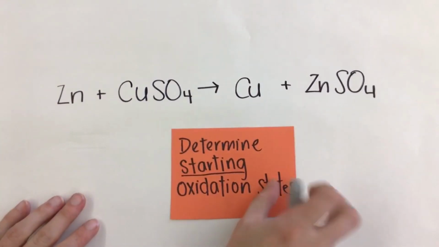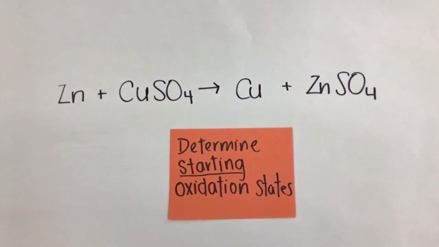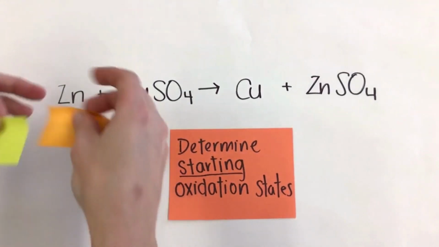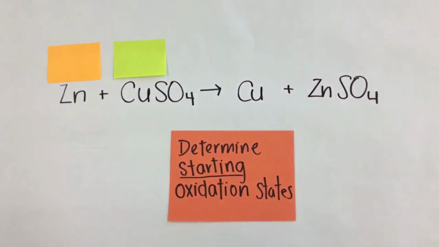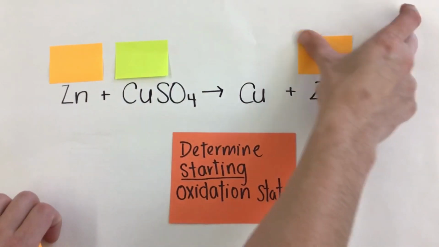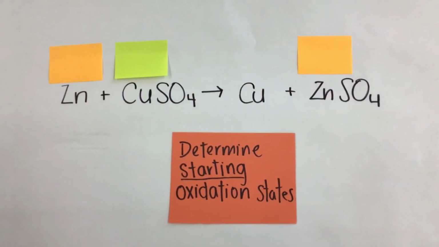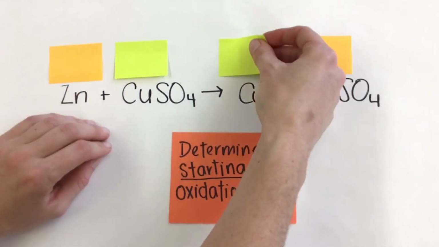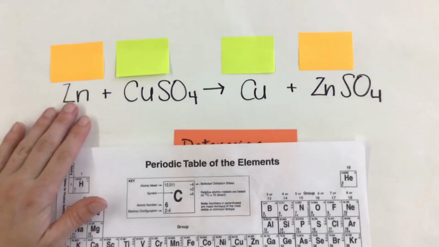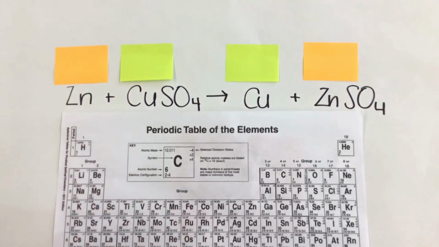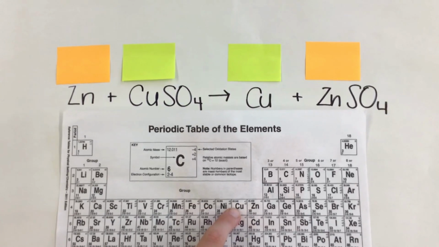The first step to writing this half reaction is going to be determining the starting oxidation states of the ions that are involved. Because SO4 stays together throughout the reaction, I'm going to focus on zinc and copper to start, and let's see if we can do this without needing to figure out the oxidation state of sulfur and oxygen. So I'm just going to make room for myself to write down the starting and the final oxidation states of zinc and copper, and then I'm going to grab my periodic table, and I'm going to find zinc and copper, which are conveniently right next to each other on that table.